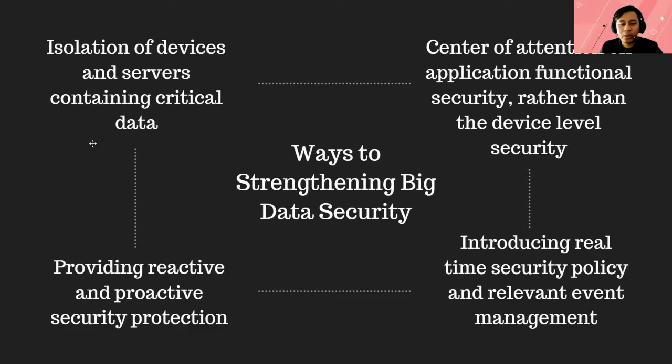This is the way to strengthen big data security. First, isolation of devices and servers containing critical data. Secondly, providing reactive and proactive security protection. Thirdly, introducing real-time security policy and relevant event management. And lastly, fourth, centering attention on application function security rather than device-level security.